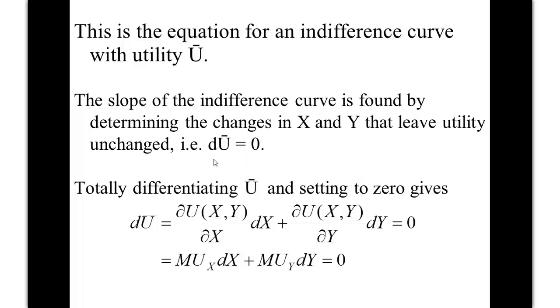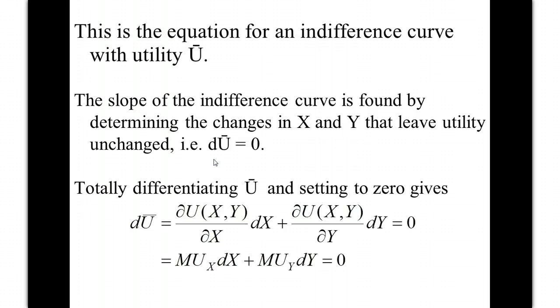So the slope of the indifference curve is found by determining the changes in x and y that leave utility unchanged. So if you move to a different point on the indifference curve, the utility remains exactly the same. The quantity of x and y has changed, but what hasn't changed is the overall level of utility. So if x rises, y must fall. The slope gives the rate of change. Does the individual have a preference for one good over the other? Is it a case where the individual prefers an average level of utility?